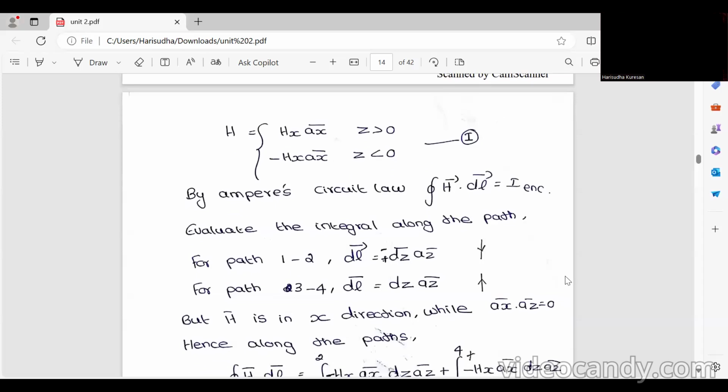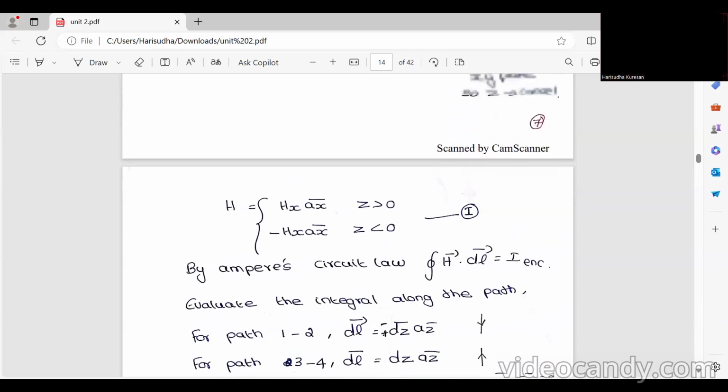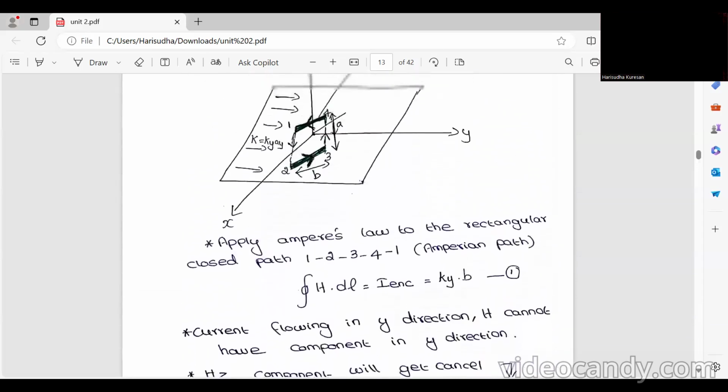So we all know that by Ampere circuit law, your closed integral of H dot dl will be equal to the enclosed current. In this equation, your Hx is yet to be determined. So evaluating the line integral of H for the closed path, we can write the closed integral of H dot dl is equal to the integral over path 1 to 2 plus the integral over path 2 to 3 plus the integral over path 3 to 4 plus the integral over 4 to 1 of H dot dl.